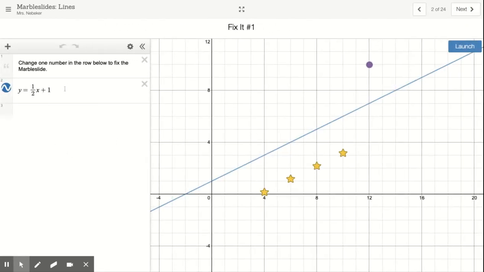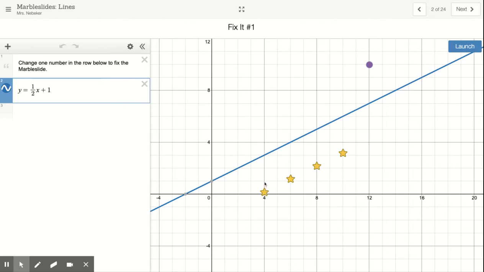All right. So we're going to use the Desmos calculator. And over here on the left hand side, you can see this equation. We need to change one number in the row to fix this marble slide. So here's our little marble up here, and we want it to slide on the line to collect these stars. Well, you can see this line is a little too tall because its y-intercept, where my line crosses the y-axis, is at (0, 1). But that's not going to work with our slope of 1/2, so that's a rise of 1 and a run of 2. We're not going to get to these stars.